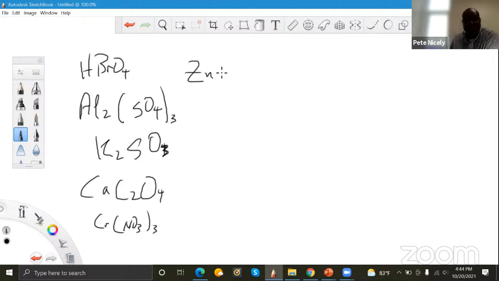Correct. Zn(CN)2. All right. And then the last one is bromine. What's the formula for bromine?